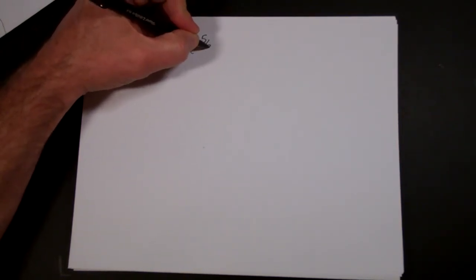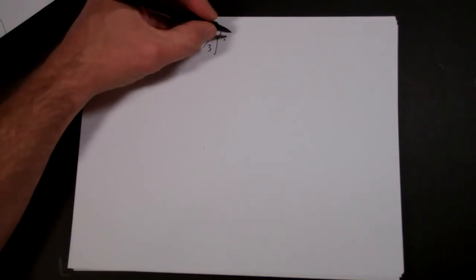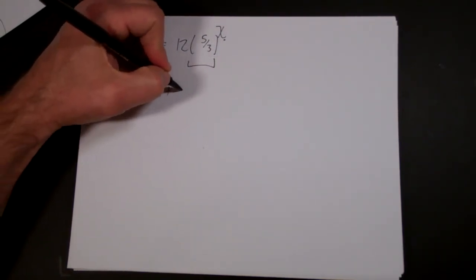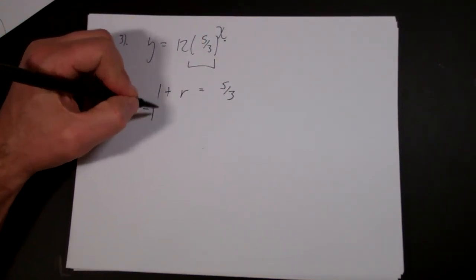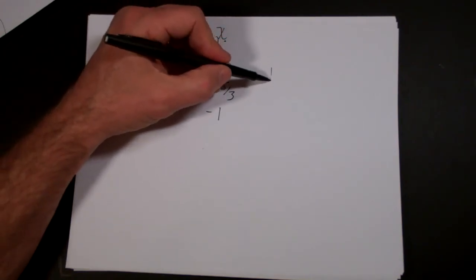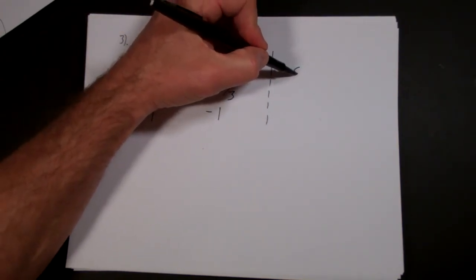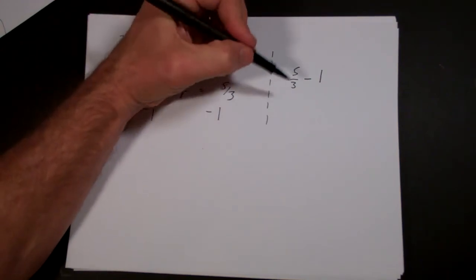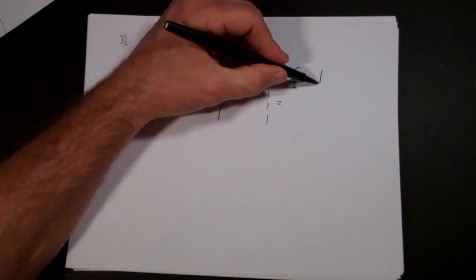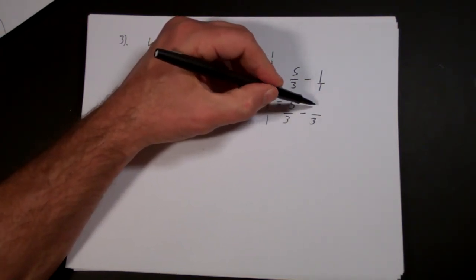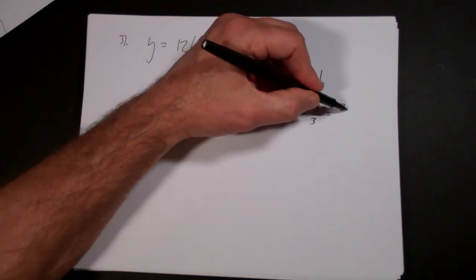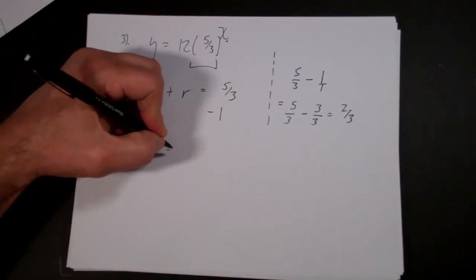And the last problem, y is equal to 12 times 5/3 to the x. Here you have 1 plus r is equal to 5/3. You want to find r, so you subtract 1 from both sides. Now, whenever I do fractions, I like to do fractions on the sides. That's 5/3 minus 1. Put that over a common denominator. This is 1 over 1, and the common denominator is 3. So that's 5/3 minus 3/3, or 2/3. So we say r is 2/3.